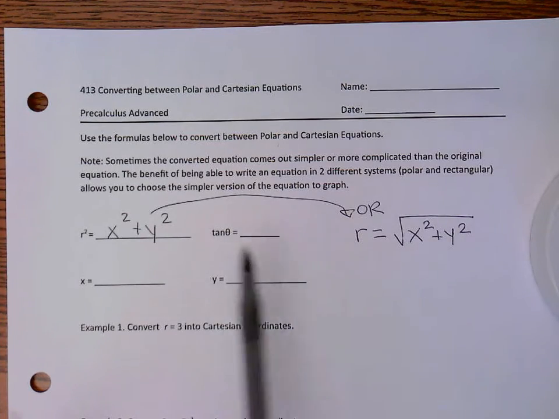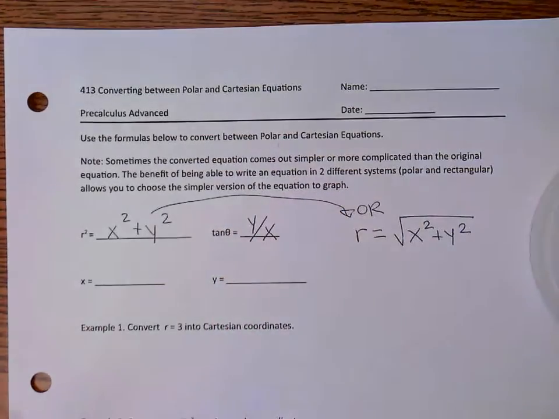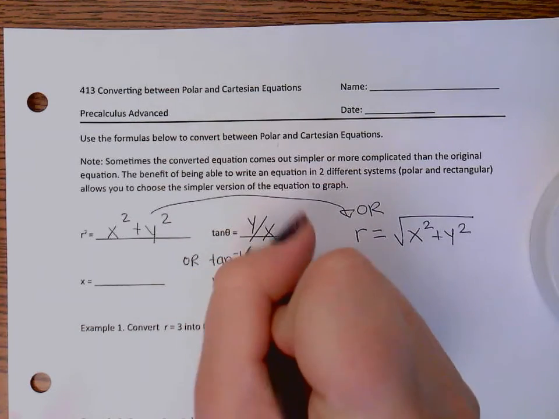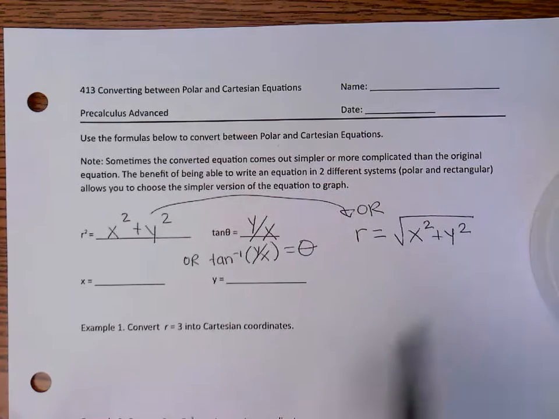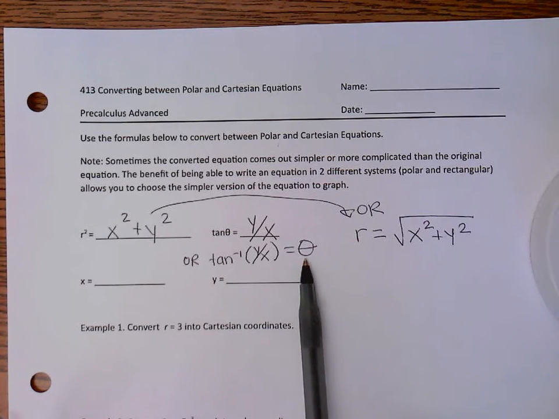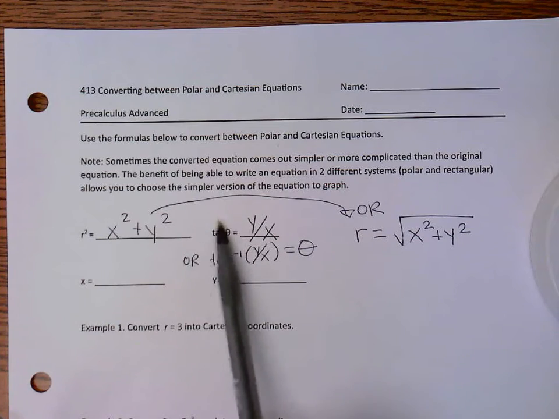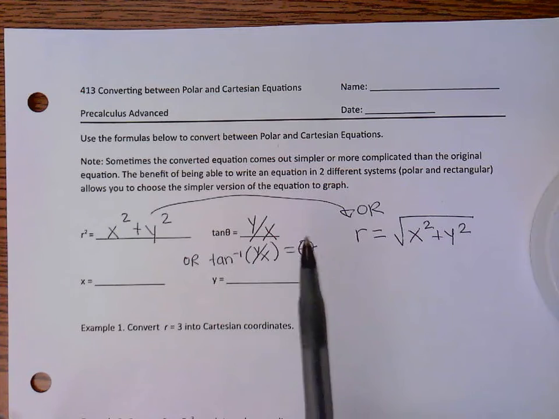And then we already said that the tangent is equal to y over x. So I could also write that as the tan inverse of y over x is equal to theta. So if I have theta by itself in the equation, I might want to substitute in this. If I have tangent in the equation, I might want to substitute in this. So having them written in multiple versions allows you to substitute them in to whatever situation.